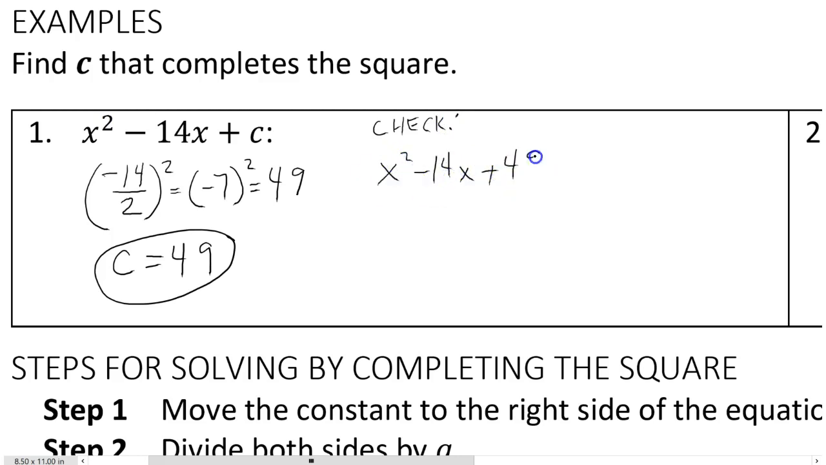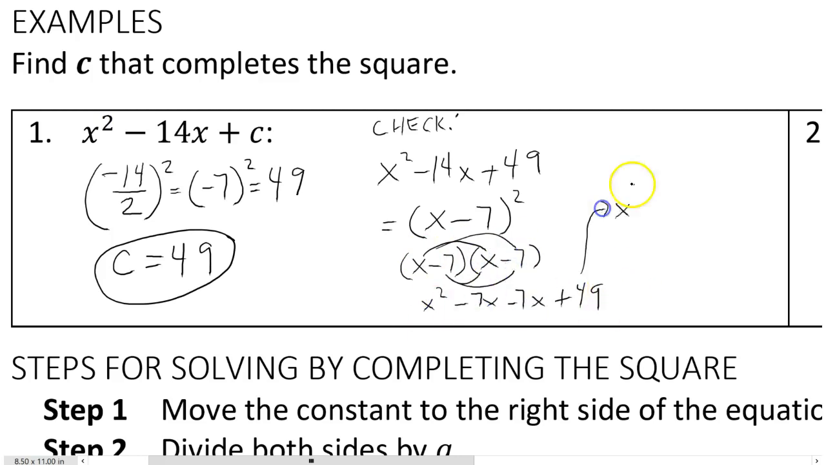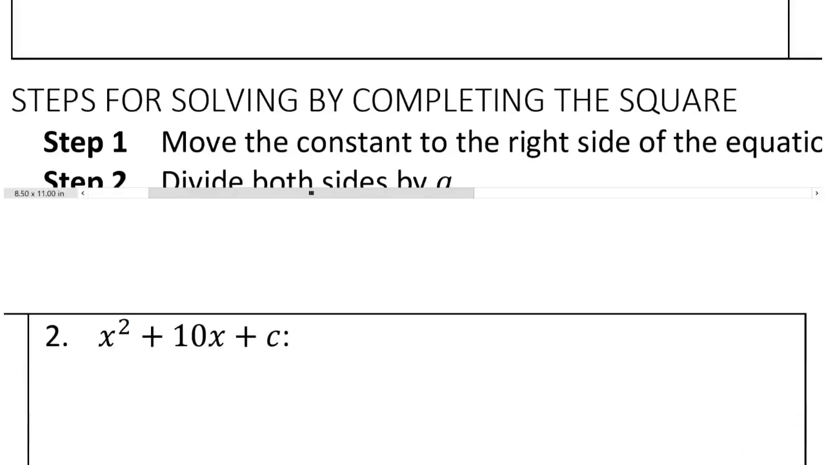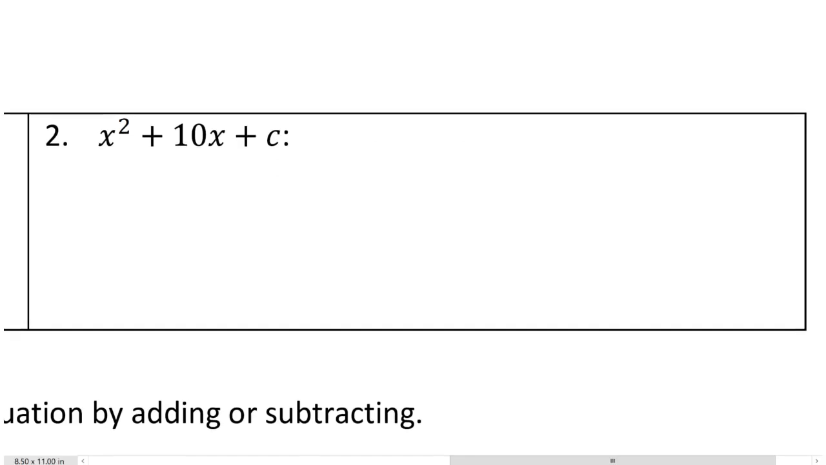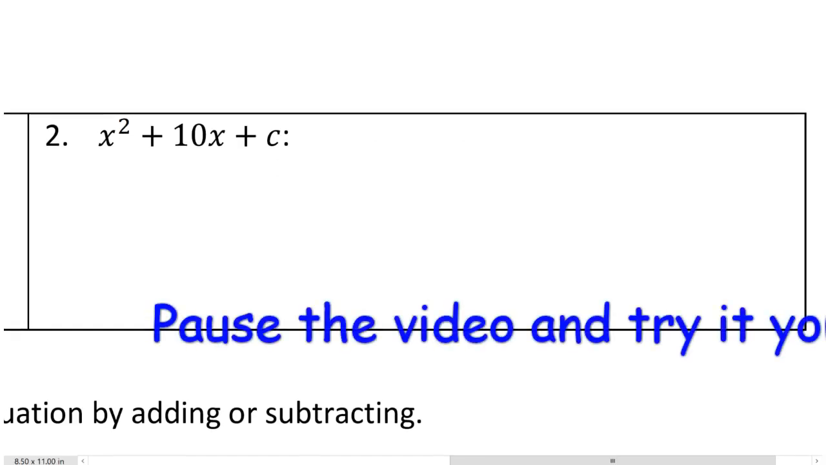What I mean by that is if we factor this expression, we get two factors that are exactly the same. X minus 7 times x minus 7 equals x squared minus 14x plus 49. Thus, x squared minus 14x plus 49 is a perfect square trinomial, and we have completed the square. Now pause the video and try this one yourself.